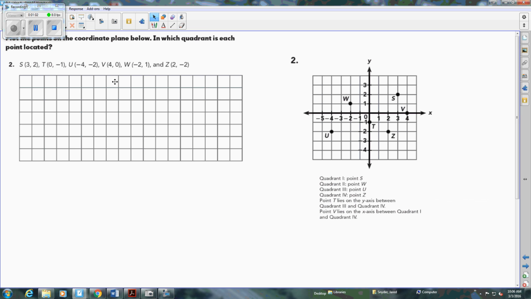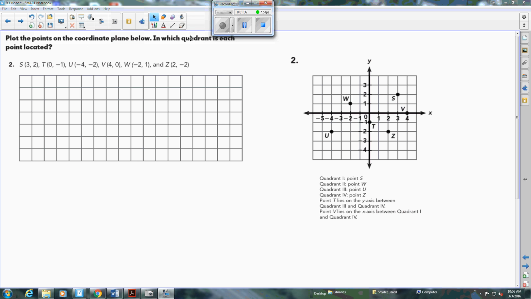Next. It says, plot the points on the coordinate plane below. In which quadrant is each point located? So if you went through that, S is 3, 2. So 3 to the right, 2 up is S.